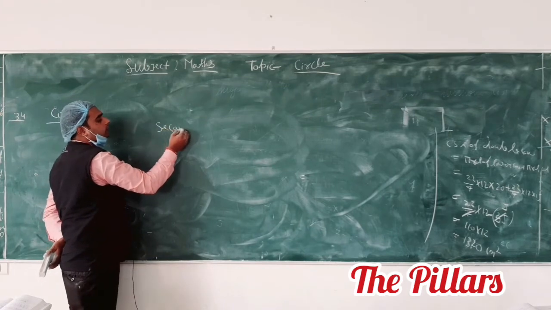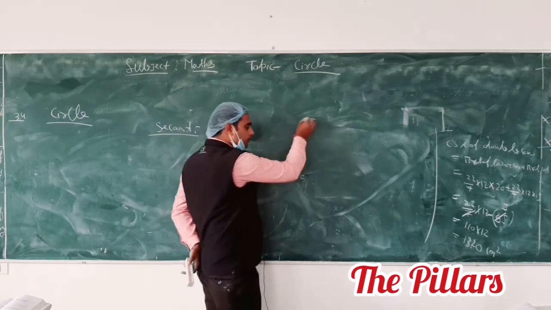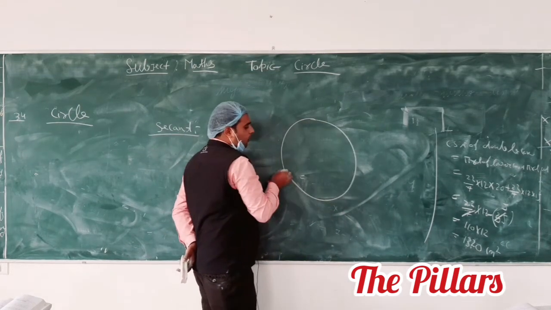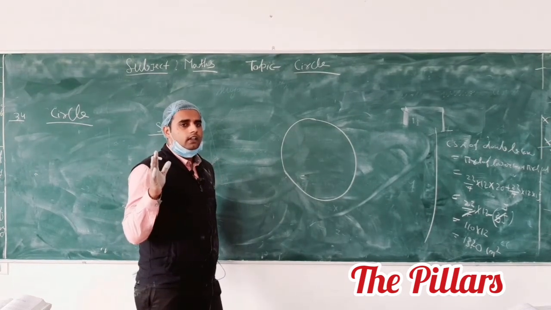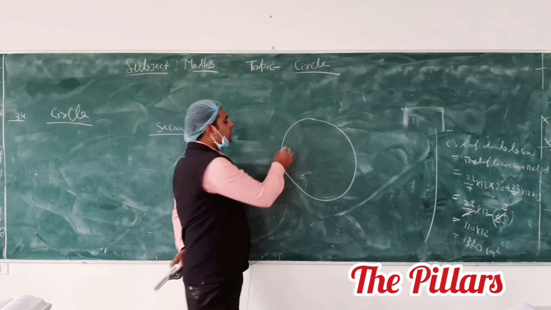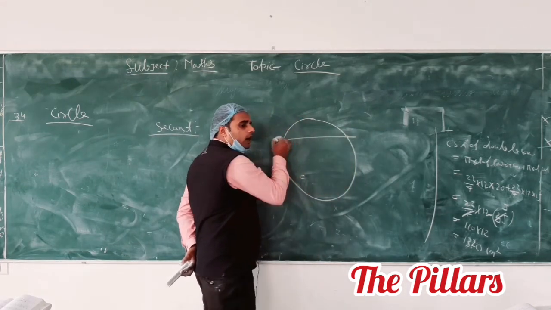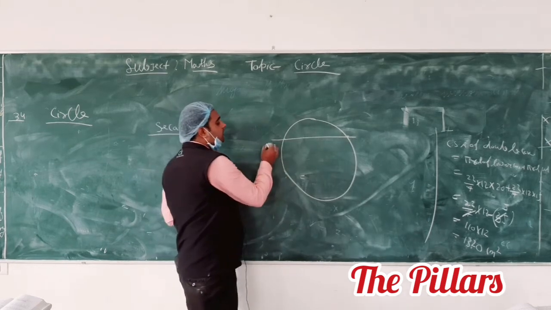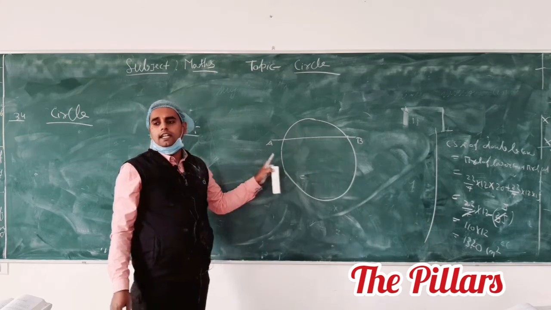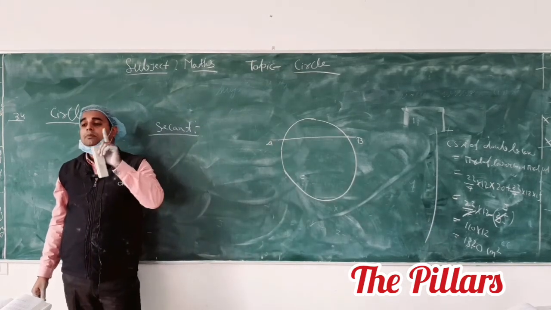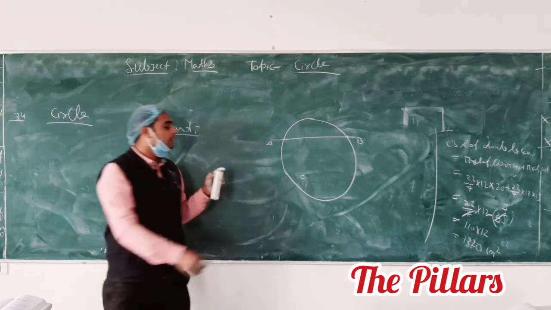Secant. Suppose we have a circle and a line. Suppose you draw any line which cuts the circle at 2 points. This line is said to be the secant. Does anyone have any problem? Any line which cuts the circle at 2 points is said to be a secant. These are all secants.